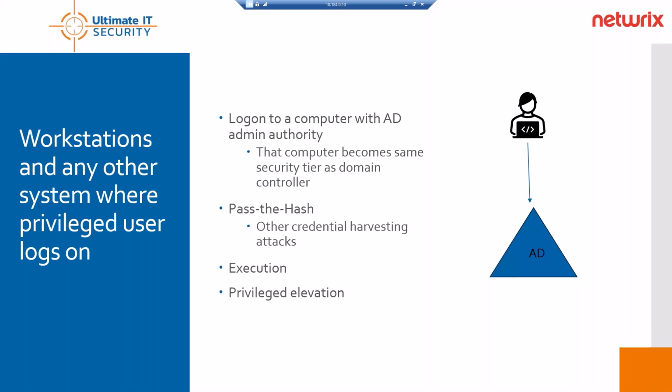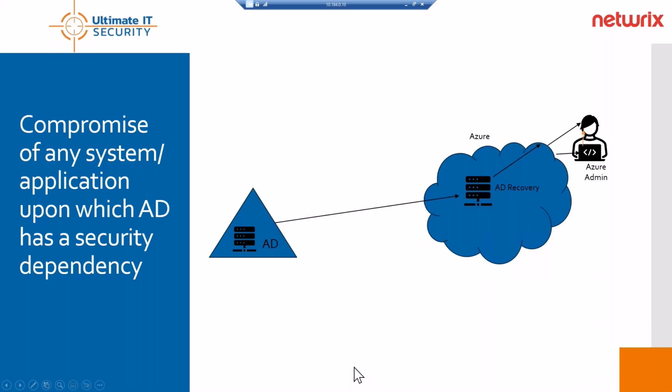So we really need to be implementing, well, I'll get to that in a second. I was going to bring up secure administrative workstations, but we'll get to that as we go along here. So at the end of the day, the compromise of any system upon which Active Directory has a security dependency then means that it's a compromise potentially of Active Directory.